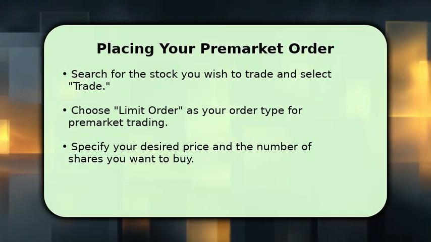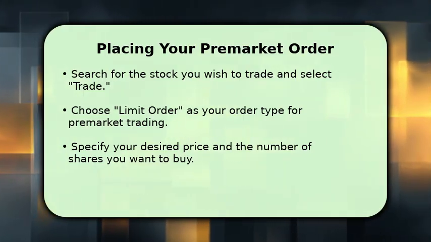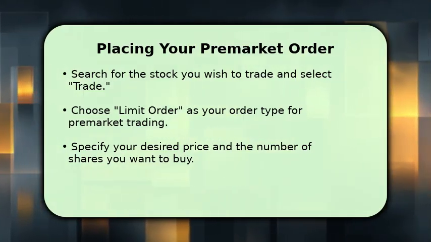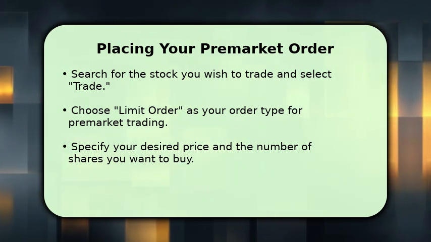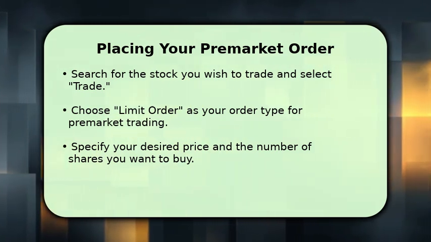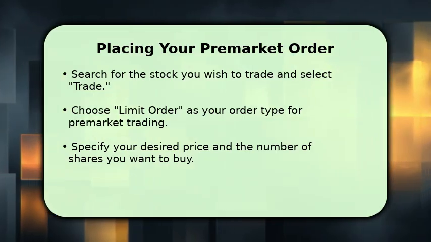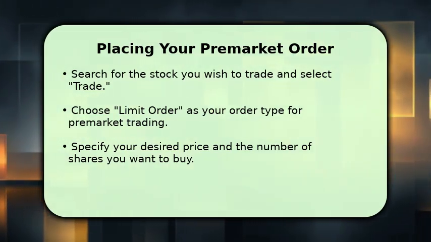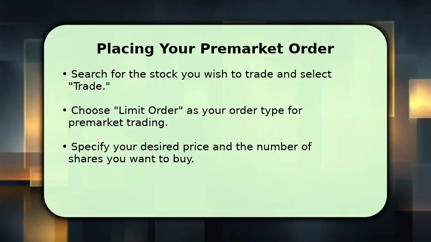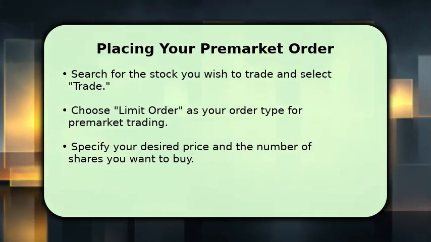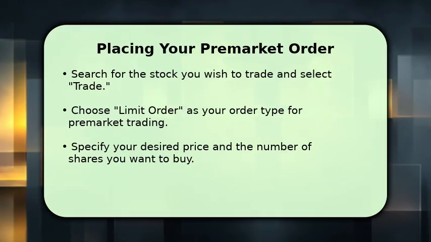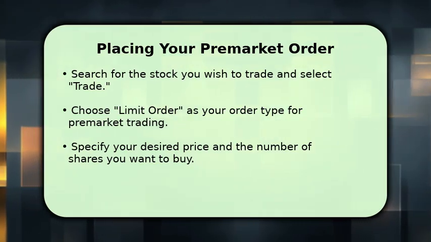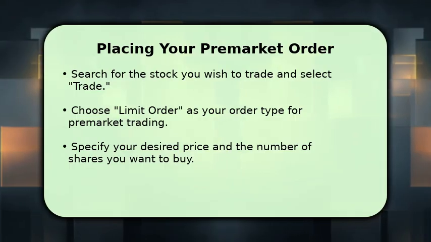Once extended hours are enabled, you can place a Premarket order. Search for your desired stock and tap the Trade button. It's essential to select Limit Order as your order type, as market orders are typically not allowed during extended hours. Enter your specific price and the quantity of shares you wish to purchase. Crucially, confirm that extended hours is chosen for the order's time in force, ensuring it executes during the Premarket session.